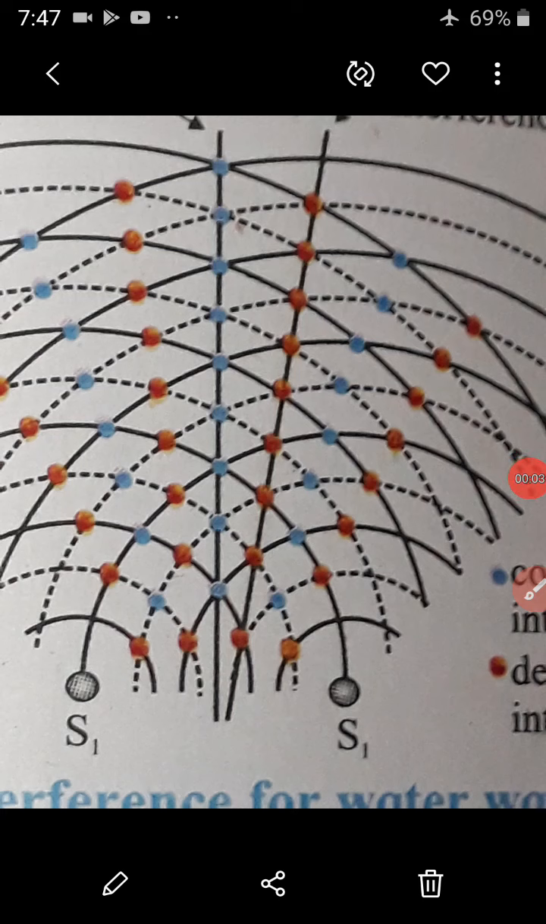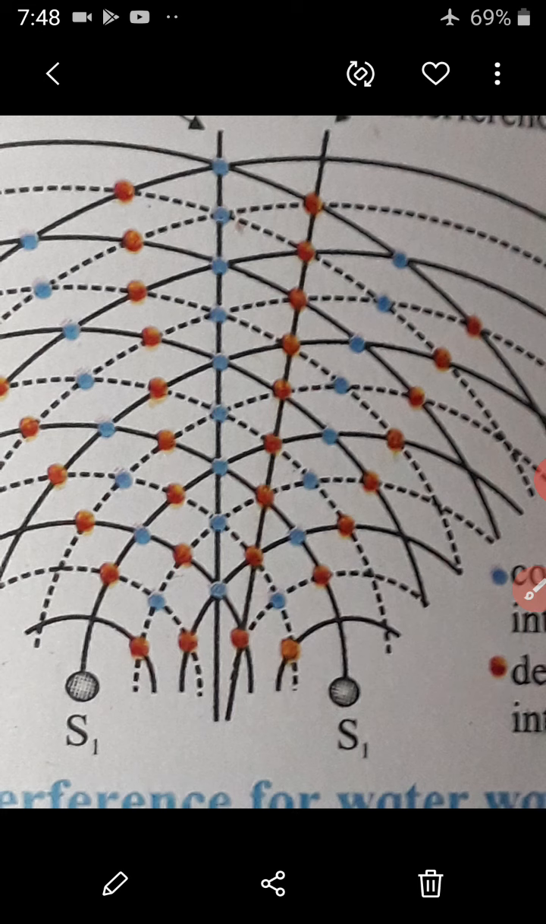Good morning, students. In the last lecture, we saw the superposition of waves and interference. Let us recall what interference is. When two or more waves having the same frequency and same amplitude superimpose, then the physical effect can be seen on the screen. That is known as interference.